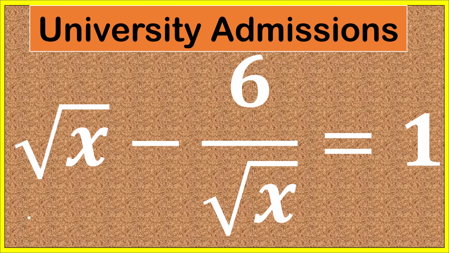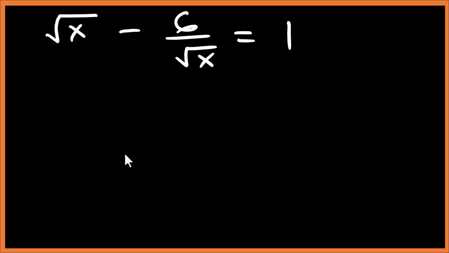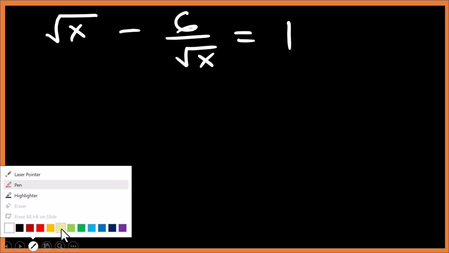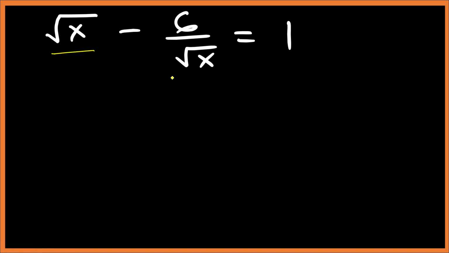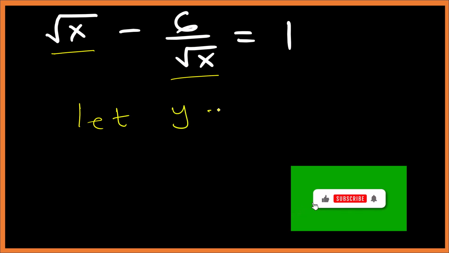Alright, in today's tutorial, we are going to provide a solution to this problem. We are given square root of x minus 6 over square root of x equals 1. Now let's get started. Since we have square root of x in common here, let's take them out by letting a variable be that. So let y be square root of x.